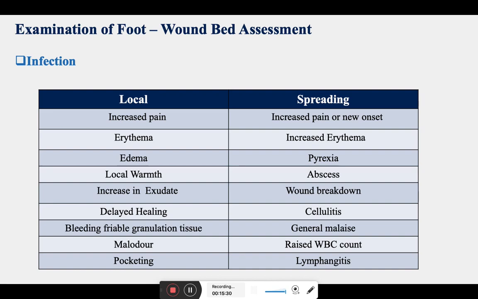Now once it starts spreading, there may be increase in pain, there may be increased erythema, fever can be there, there may be pus formation, wound breakdown can be there, cellulitis may be there, general malaise can be there, and TLC will be raised in such cases, and localized, especially inguinal lymphadenitis or lymphadenopathy may be there.